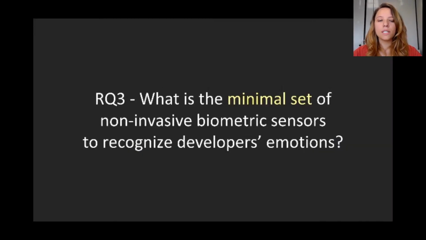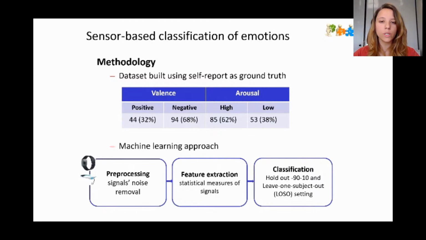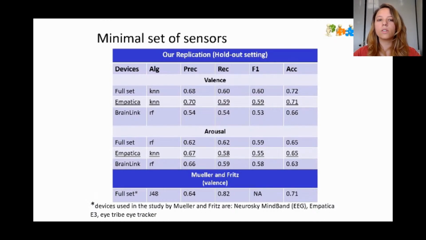As regards the minimal set of non-invasive biometric sensors, first of all, we built our dataset. Mostly students didn't solve the task, so this is why we have a prevalence of negative valence and higher arousal. We used the self-report as ground truth. After building our dataset, we used the classical machine learning approach with preprocessing, feature extraction, and classification steps. For both valence and arousal, we found that the contribution of the headset is negligible, and that just using Empatica, we can achieve 71% accuracy. This is also in line with the findings by Mueller and Fritz, who classify only the valence dimension.